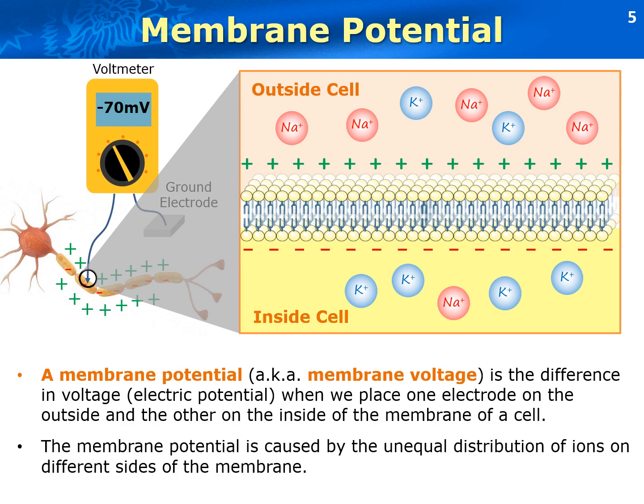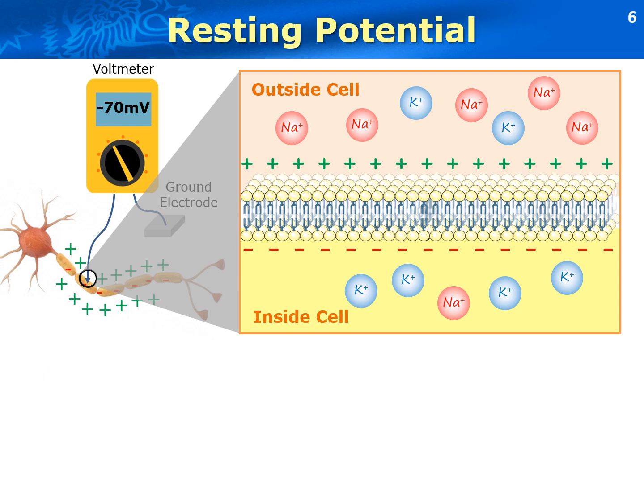Scientists also use a voltmeter to measure the voltage of many other neurons. Interestingly, they discovered that as long as neurons are at rest, the membrane potentials for all these neurons are quite close, being approximately -70 millivolts. We call this membrane potential the resting potential.